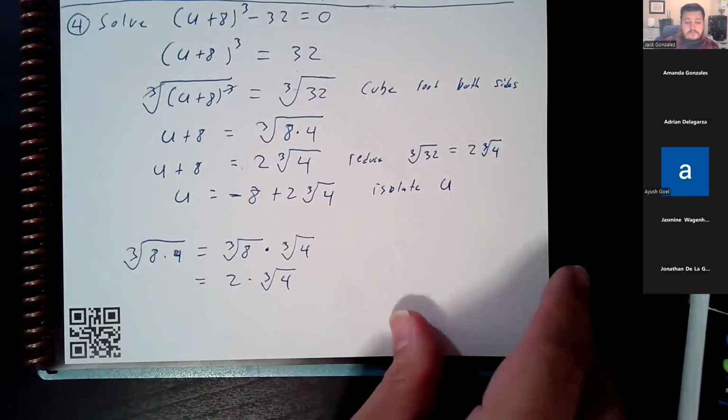Number 5 is moving on to a different type. These are the rational expressions.